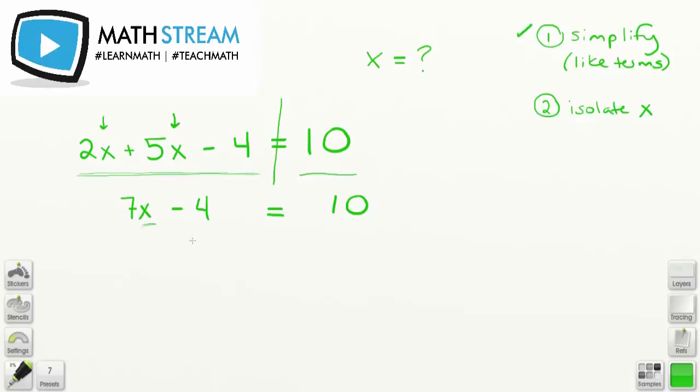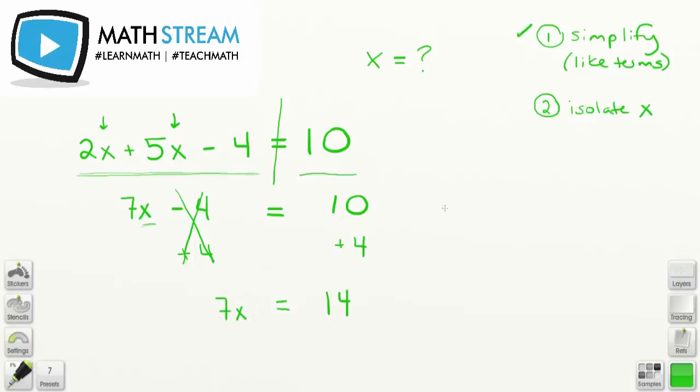So do the opposite. If I want to get rid of minus 4, I need to add 4. And if I'm going to do it to the left, I'm going to do it to the right. That's the only way to keep the scale balanced. If I add 4 to the left side, it cancels out with the minus 4. They just become 0. And on the right, I have 10 plus 4, that's 14. What does that leave on the left side? I just have 7x. On the right side, I have 14.